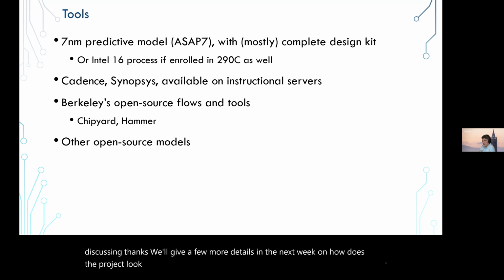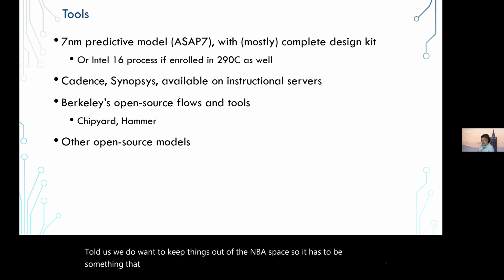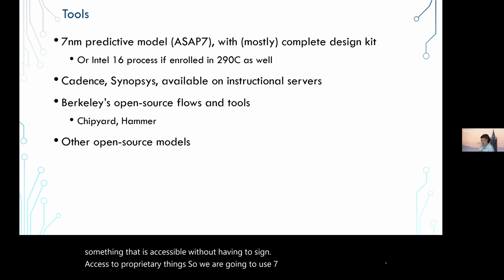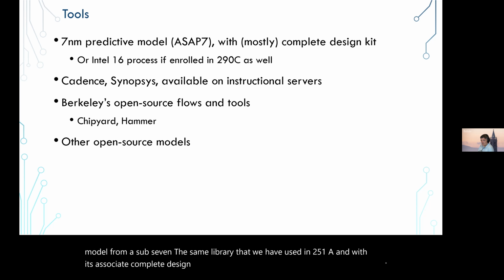When we talk about the tools, we do want to keep things out of the NDA space. So it has to be something that is accessible without having to sign access to proprietary things. So we are going to use a 7-nanometer predictive model from ASAP7, the same library that we have used in 251A, with its associated complete design kit. You guys have seen this before.